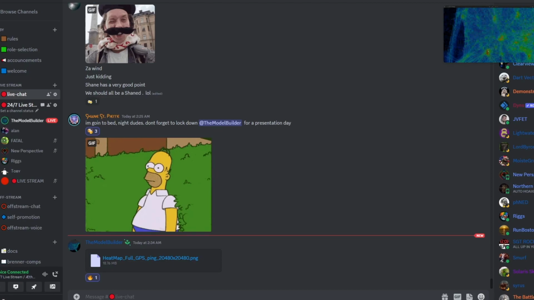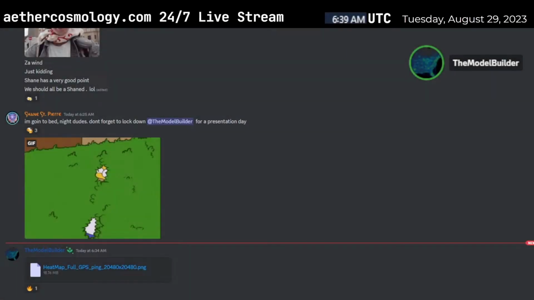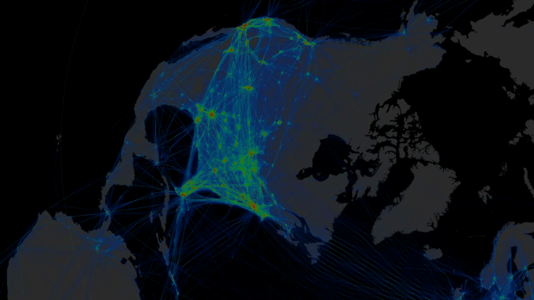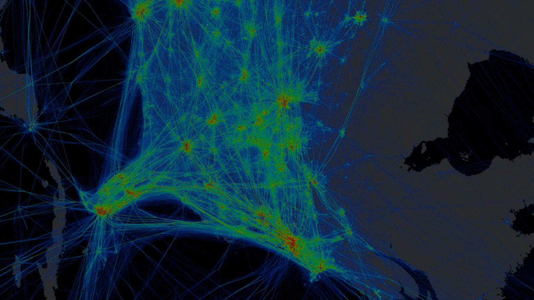The red part is where I have a lot of GPS pings, over the airports. It's simple: I put a blue pixel every time I have a GPS ping, and every time I go over the same pixel again, I color it more red. It was hard to explain, but I don't know if you understood. It's a heat map. Yeah, a heat map.